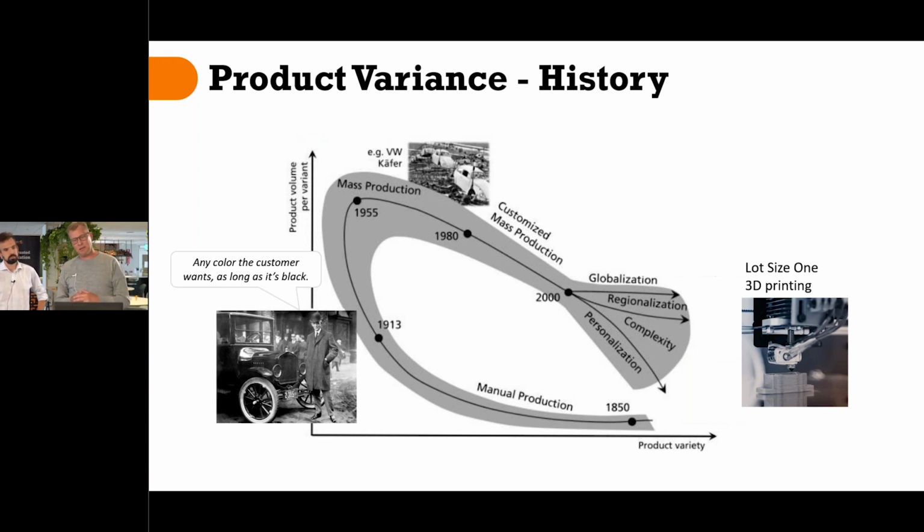But since the peak in the 1950s, we've seen the reverse trend back towards higher product variants. And that has been driven by new ways of manufacturing. You can customize your mass production assembly lines, and so forth. And very recently, we have technologies like 3D printing and lot size 1, which actually makes that possible, keeping the production costs down at the same time as generating the variety and the variants that the customers would like to see.